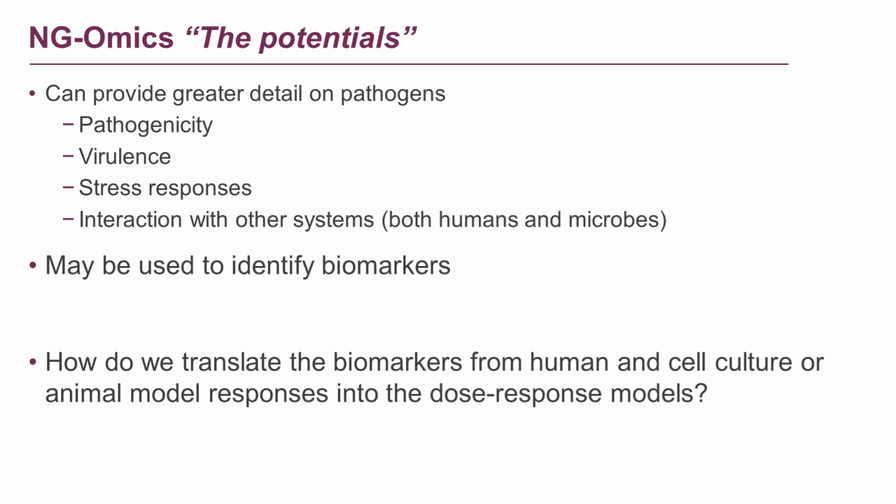If omics can be used to identify biomarkers, then that is also a very big area of interest, because if you identify a biomarker, it means that you don't need to do all kinds of challenge testing anymore, or other kinds of testing in order to find some phenotype information. But the question is then, of course, how do we translate the biomarkers from human and cell culture and, for example, animal models responses into those response models, because that is what we are addressing currently here.